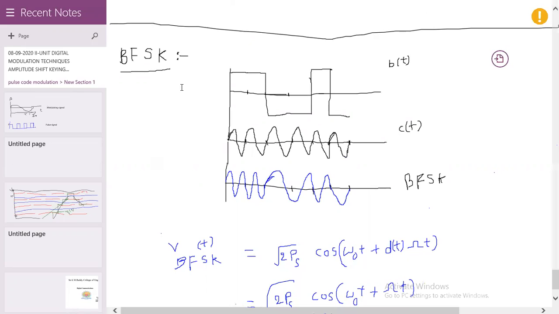The binary frequency shift keying. Once again, I repeat the definition for BFSK.